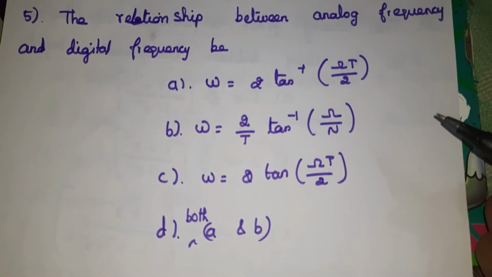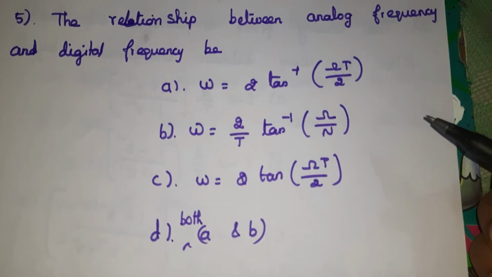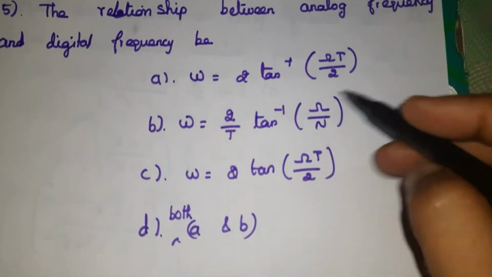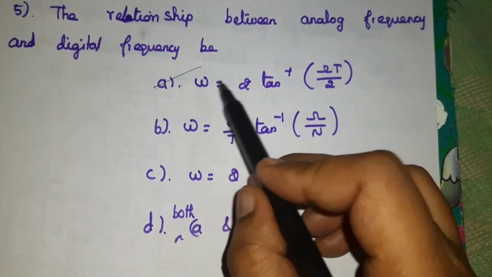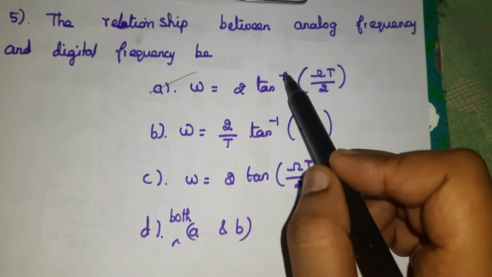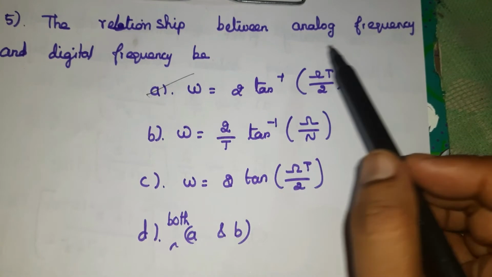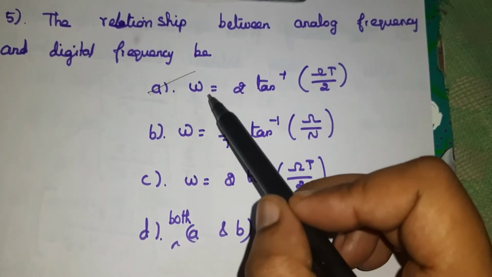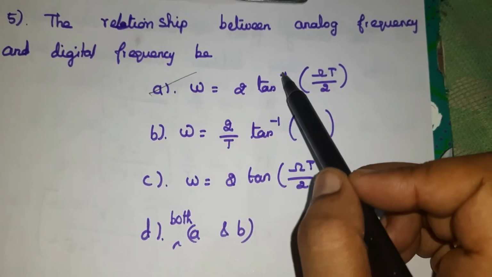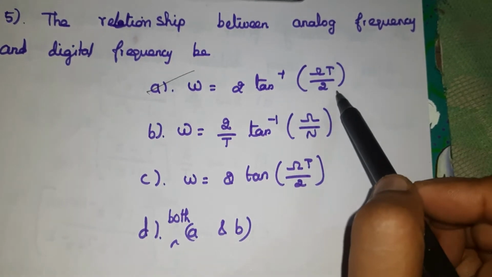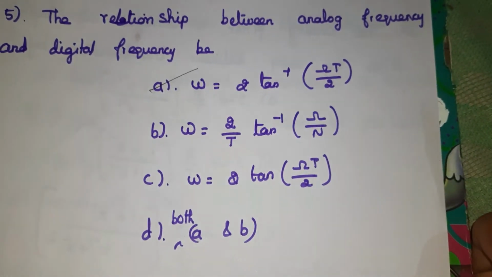Fifth question, the relationship between analog frequency and digital frequency. So here the answer is A, that is analog frequency is equal to 2 tan inverse of omega T divided by 2, that is digital frequency. So the relationship between analog and digital frequency, omega is equal to 2 into tan inverse of omega T divided by 2. A is the answer.